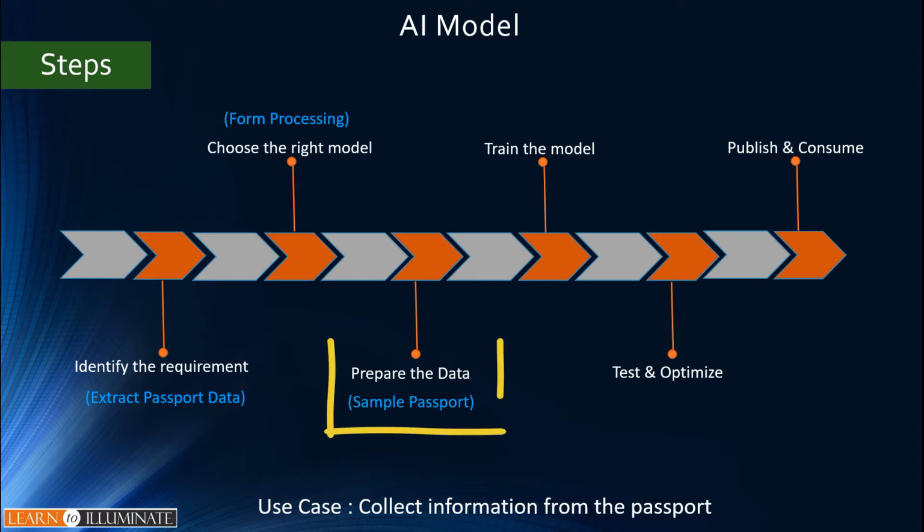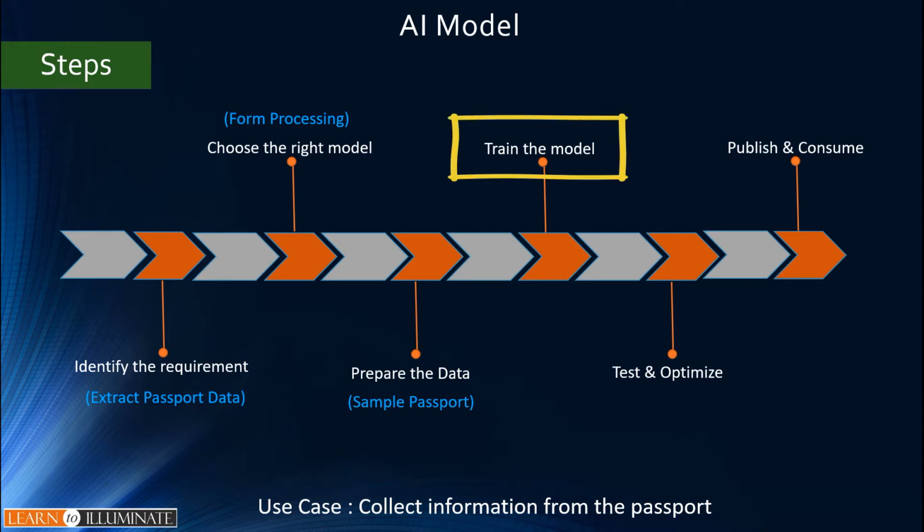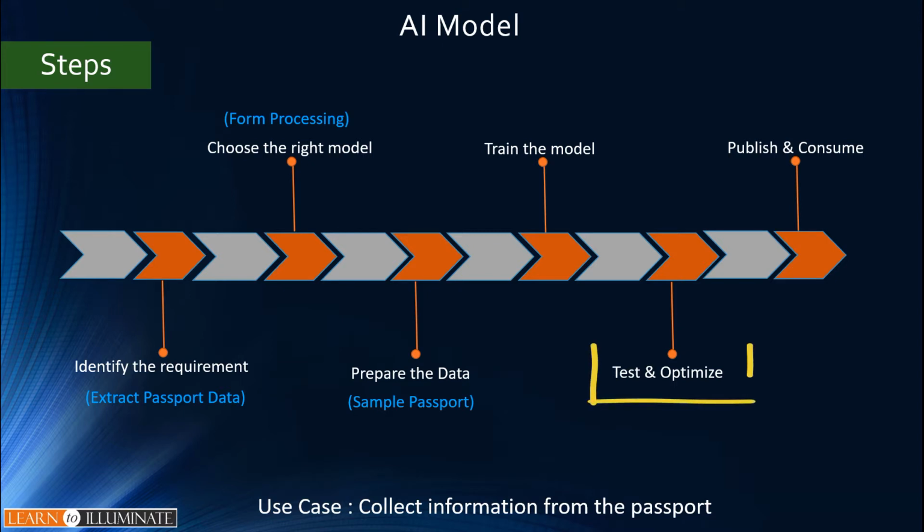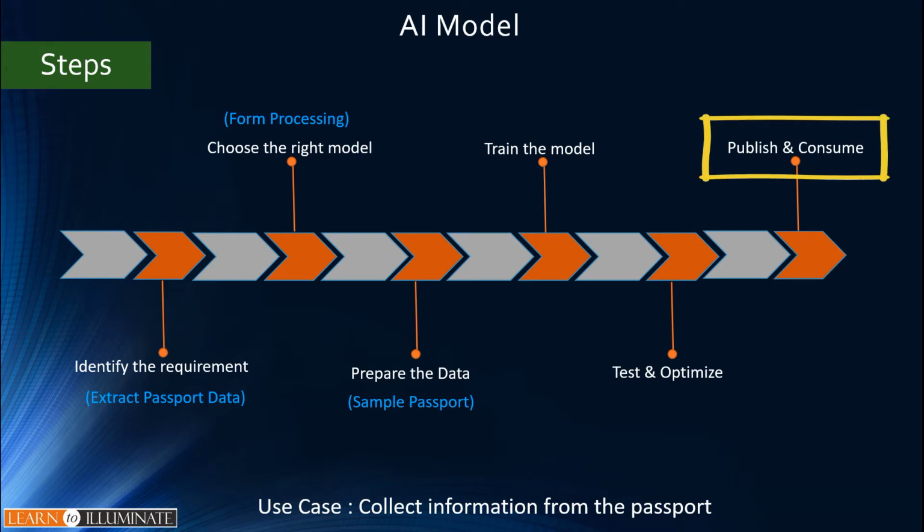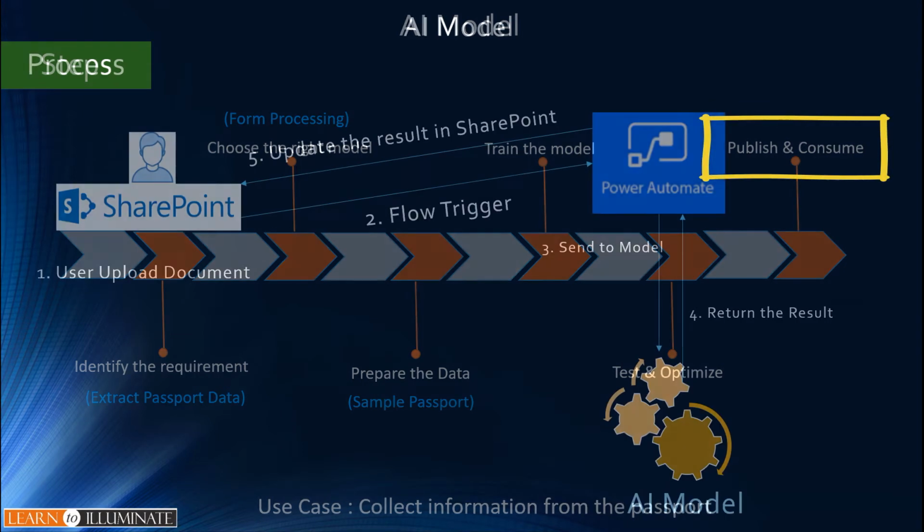Next step is prepare data. For this, we need to collect sample passports. This can be an image or PDF. Next step is train the model. After that, test and optimize. Finally, we need to publish and use it in our application.